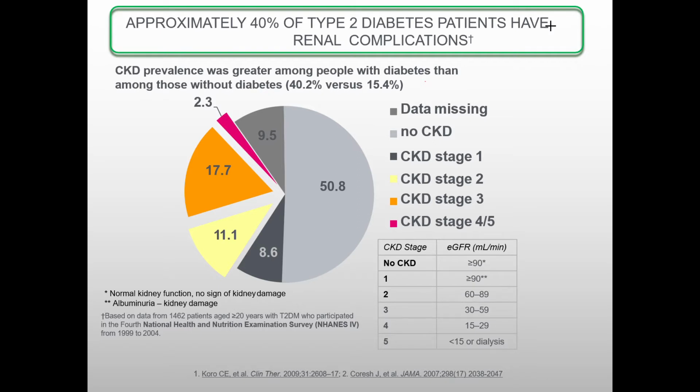It is about 40.2% when compared with non-diabetes, that is 15.4%. Now this is about the prevalence of CKD in diabetes. Now I will briefly tell about the staging of the CKD.